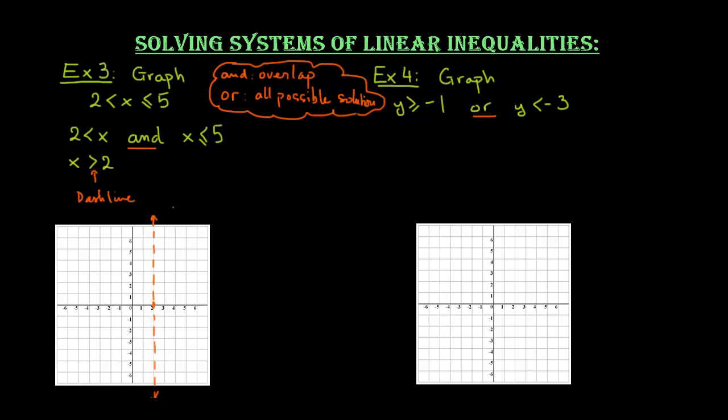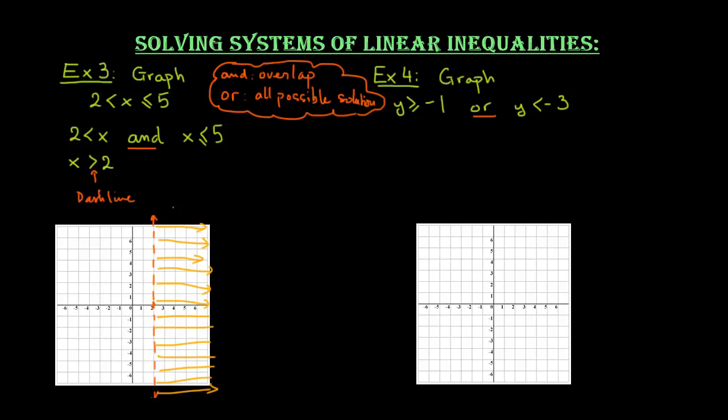Okay, so then where should I shade? We have x greater than 2. So x greater than 2 is 3, 4, 5, 6, which means we're going to the right. So I'm gonna shade on the right side. I shade on the right side like this. And let's go with this direction.